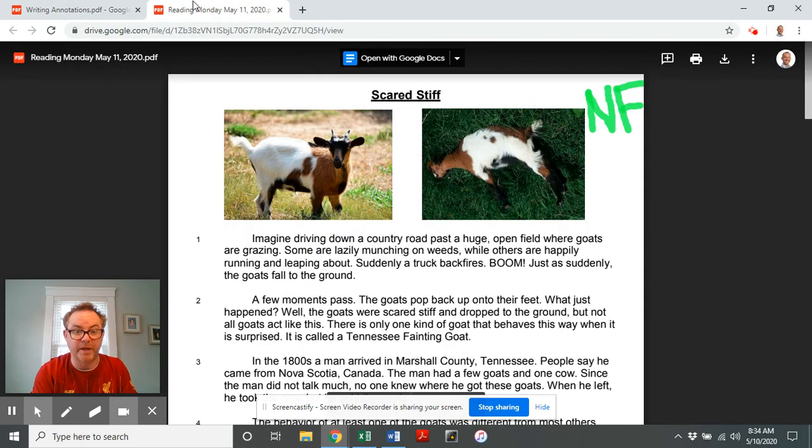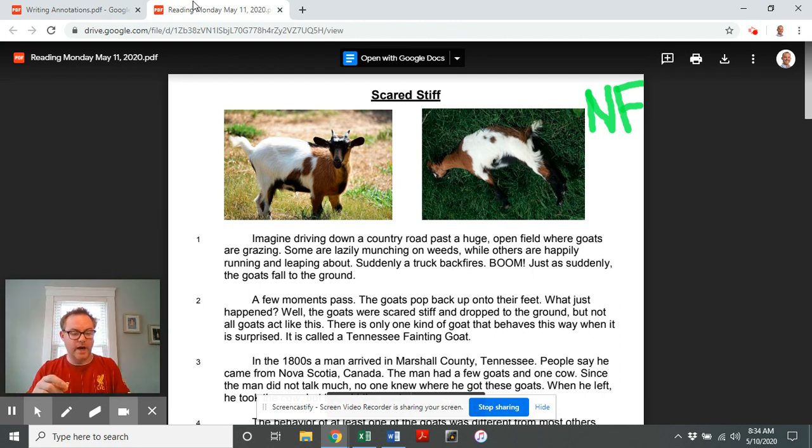We start with the topic. What was this first paragraph all about? Goats. What about the goats? What did they actually do? Yes, they were munching, and yes, they were running and leaping about, but what did they do? Okay, and then you need to have why did it do it? What caused the goat to do that? That's the 3 parts of the sentence.